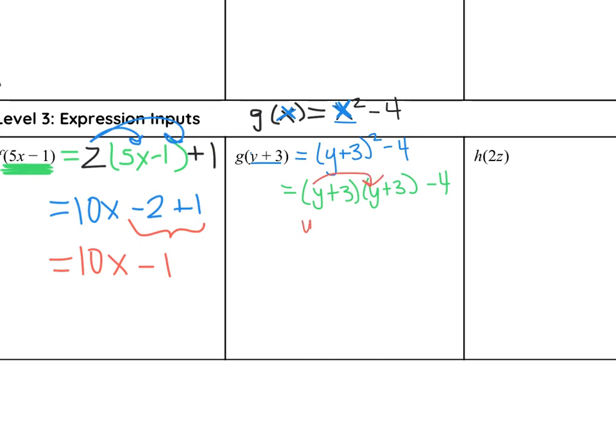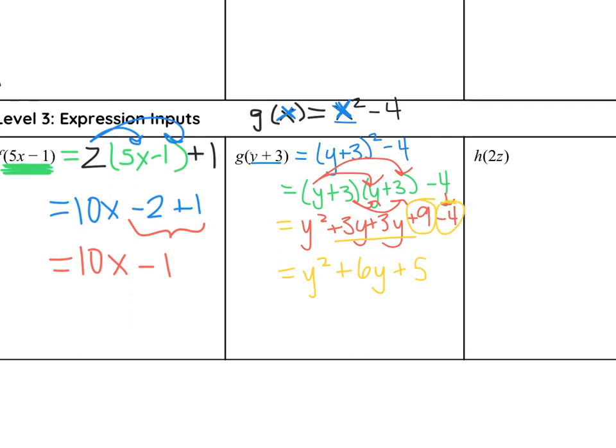That's a binomial squared. And then I'm going to distribute. Y times y is y squared. Y times 3 is 3y. 3 times y is 3y. And 3 times 3 is 9. Then I just bring down that negative 4. I'm looking to combine any like terms. So the y squared didn't have anybody to combine with, but these 3y's can come together. 3y plus 3y gives me 6y. And then lastly, I have my constants. 9 minus 4 gives me 5. So this trinomial is my final answer. That is g of y plus 3. Again, all I did was replace the input with my new input, and that was an expression this time.